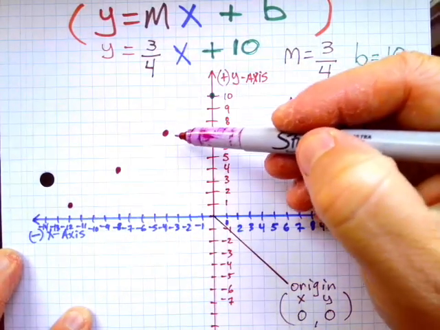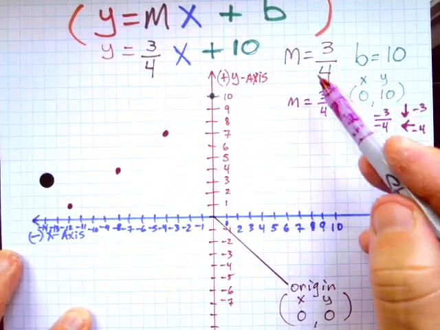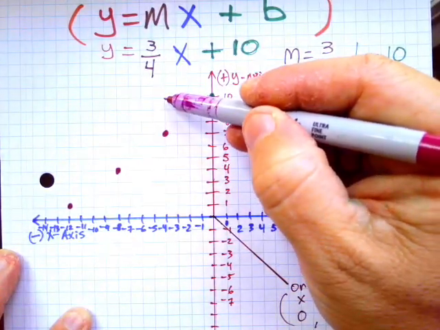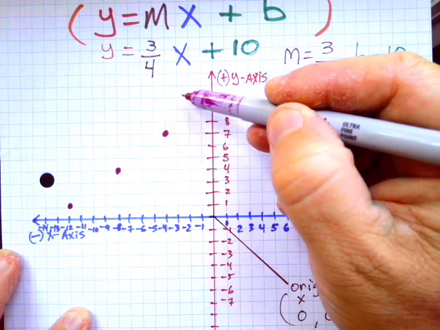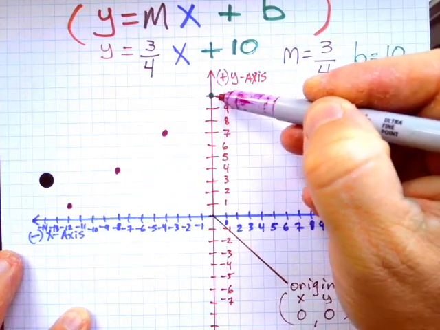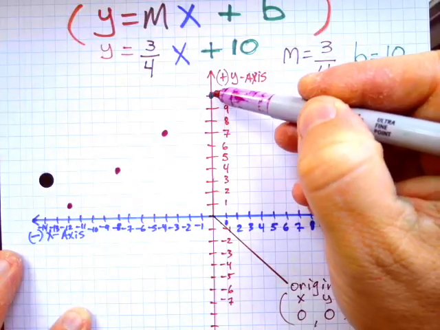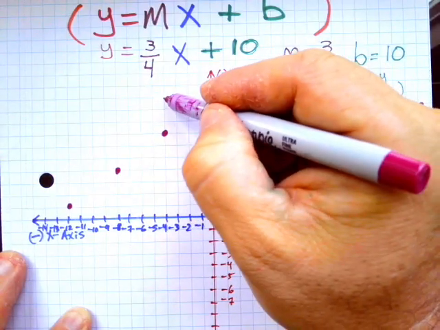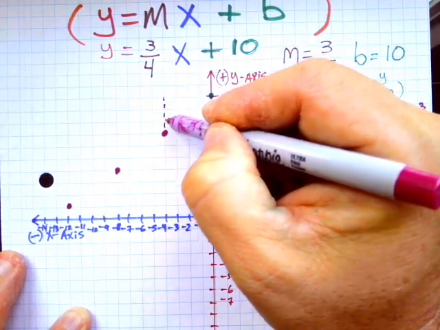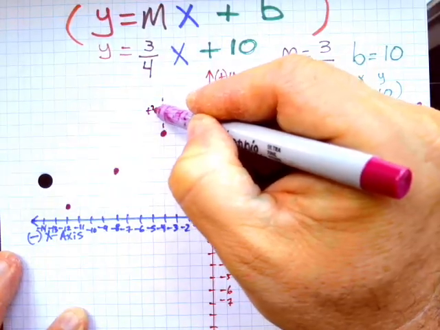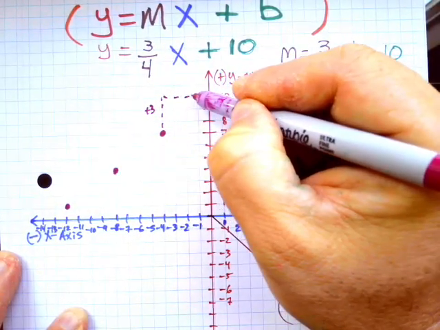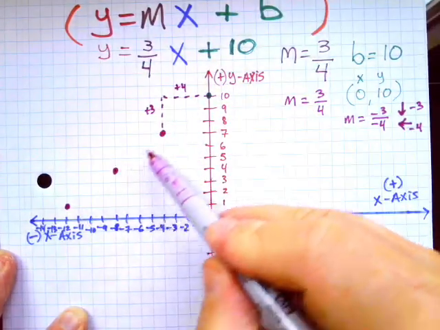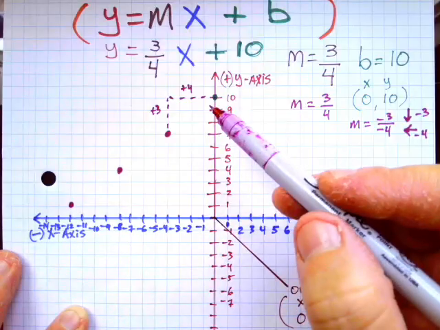I wanted to show you here using this plot point, what would I do with +3 and +4? I go up 3 in a positive direction, and I go over 4 in a positive x direction. I would have ended up right here at my y-intercept. So let me just show you. Up 3, it's +3 over +4.